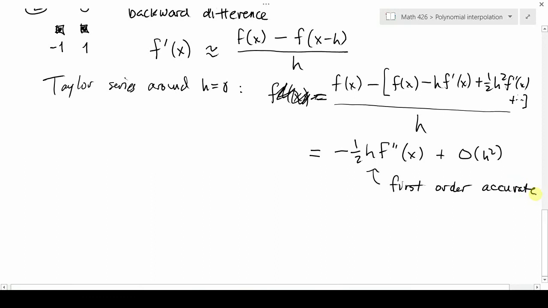All right, so you can just repeat this process for whatever nodes you select. I'll show one more because it's really, really important in practice. And that's a case where we use some symmetry, and you include both the point to the right and the point to the left. So this would be called a centered difference.